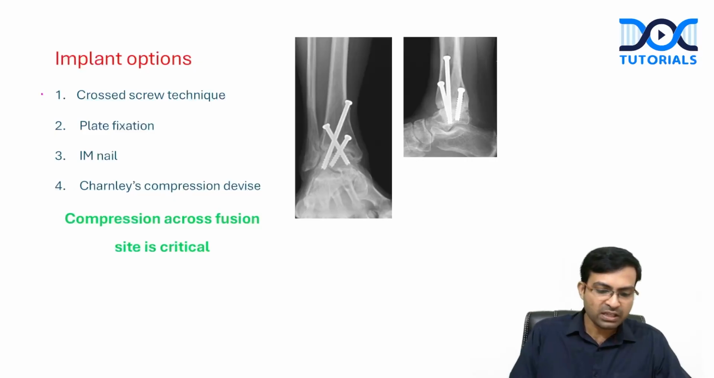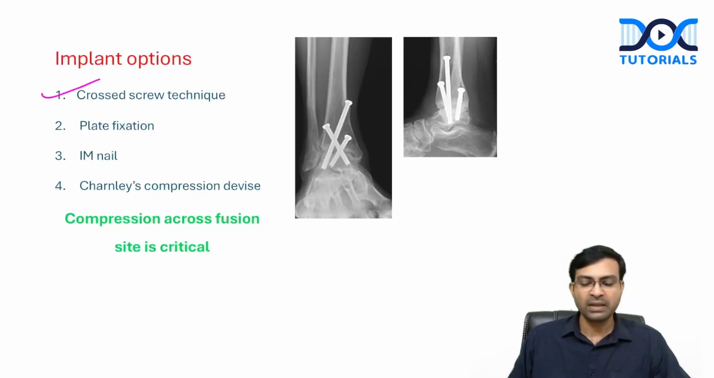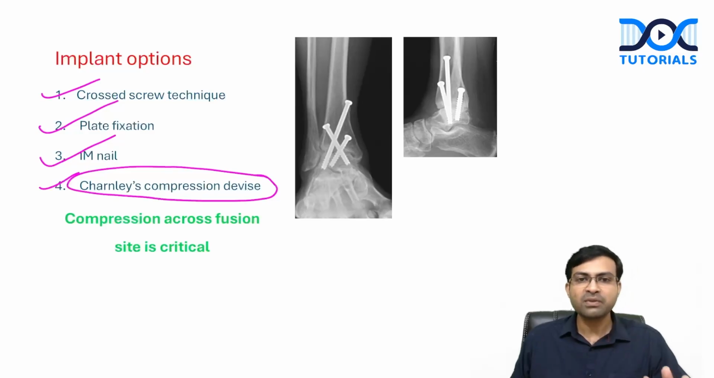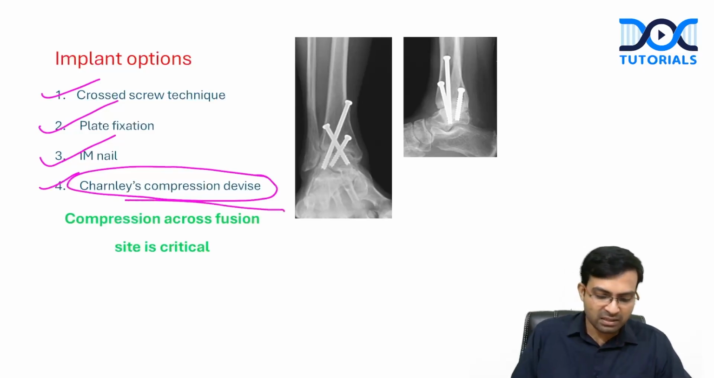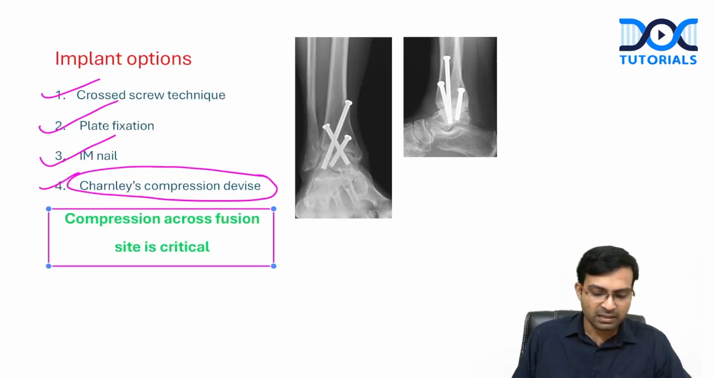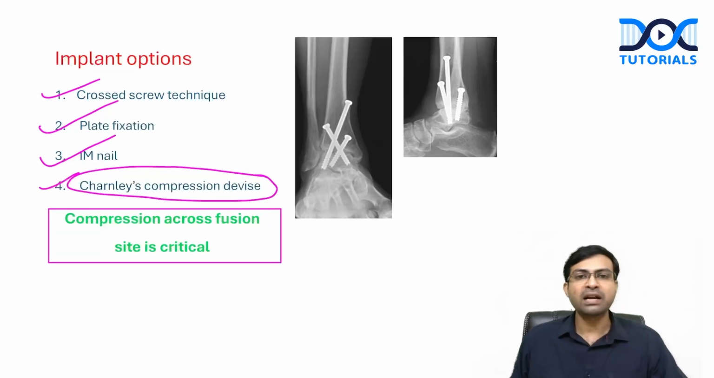Now, what are the implant options that are available for fixation? You can either use a crossed screw technique where you use multiple screws in a crisscross manner to fix the talus to the tibia, or you can use plate fixation or an intramedullary nail, or you can use something called Charnley's compression device. Whatever device we use, remember the key is to get good compression across the fusion site. Okay, this is what is important. Whatever implant you use, make sure there is good compression at the arthrodesis site.